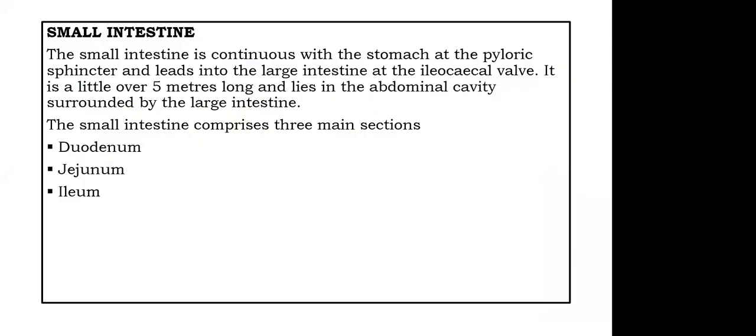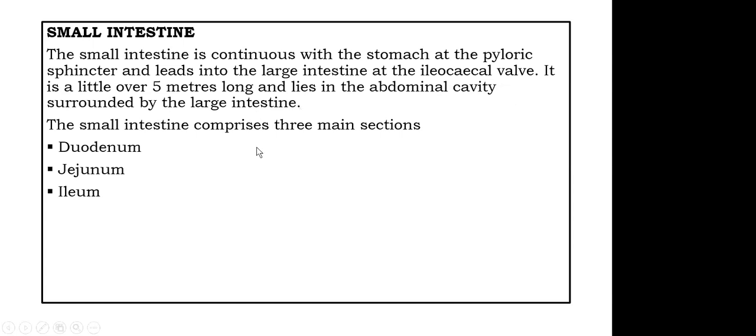Now, when we go to the small intestine, what will happen is the small intestine is continuous with the stomach at the pyloric sphincter and leads to the large intestine at the ileocecal valve. It is a little over 5 meters long and lies in the abdominal cavity surrounded by the large intestine.